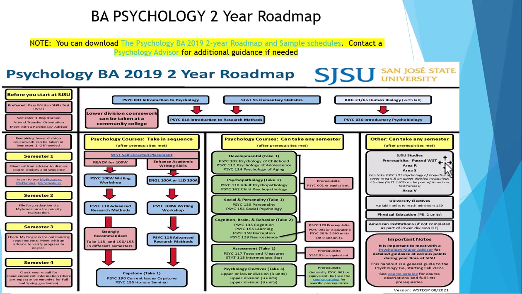In this last box here on the right, these are additional university requirements that you need to complete in order to earn your bachelor's degree. I'll talk about those later on in the presentation. So let's talk now specifically about how to put together your course schedule each semester.